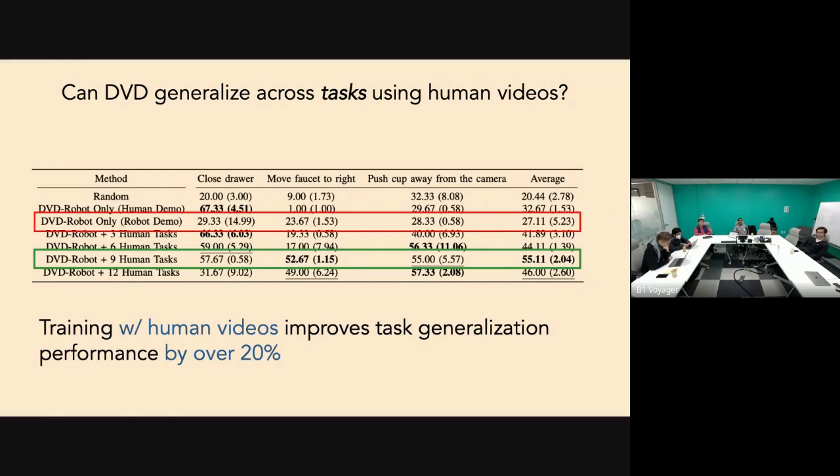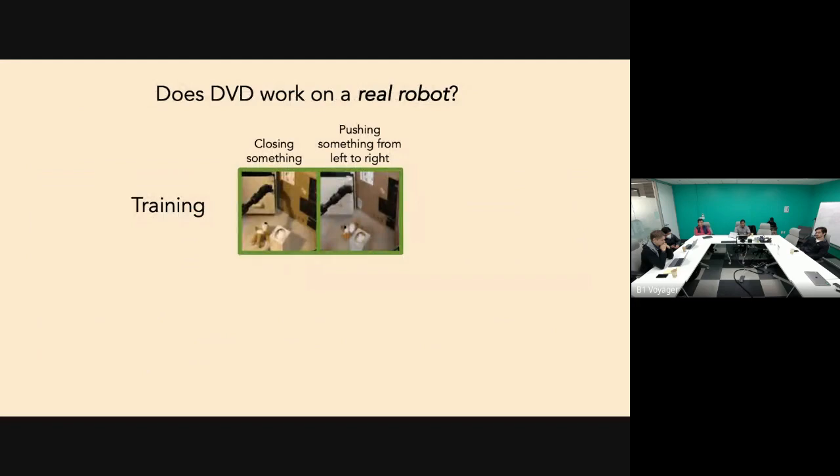And as expected, we see the robot-only reward generalizes very poorly, but when we train the reward function with both human videos with a lot of different tasks and robot videos, the generalization to a held out task is much better, and the success rate improved by over 20%. So this is the same thing, showing not just environments, but also tasks. If you train with really diverse human videos with lots of task environments, you get better generalization.